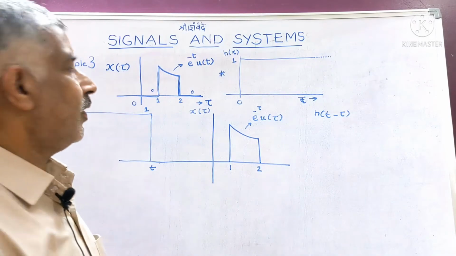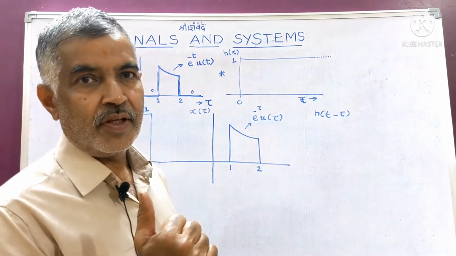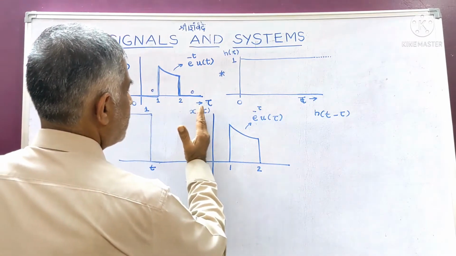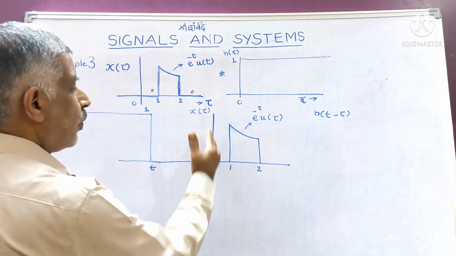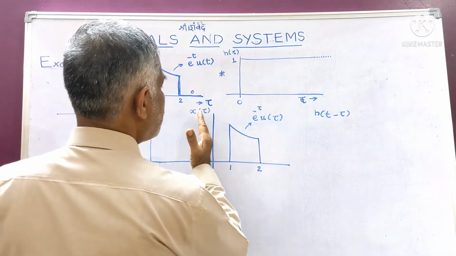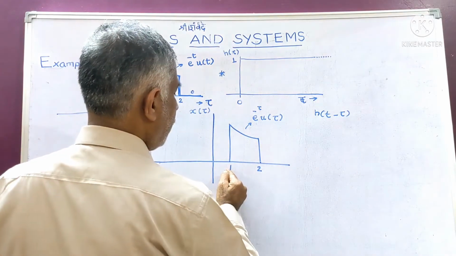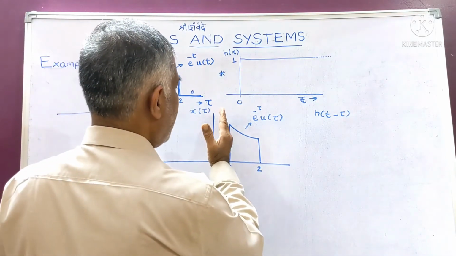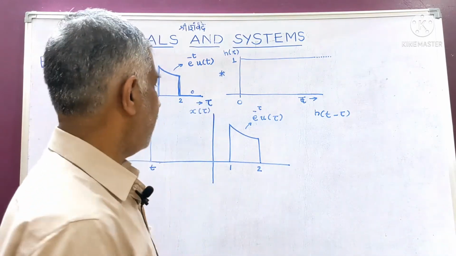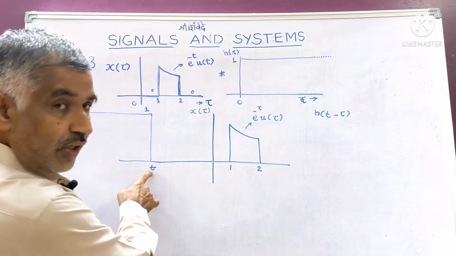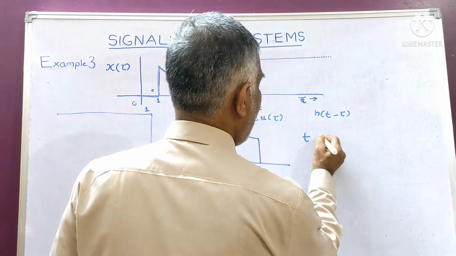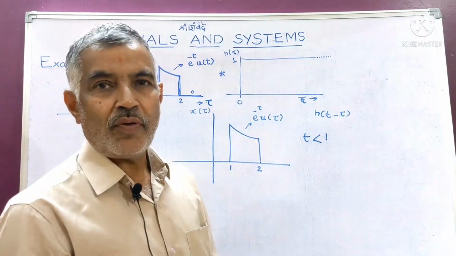If you look into the figure, if overlap has to start, this edge must approach here. Even if it approaches the origin, it is not going to overlap. Then it has to reach t equal to 1 here. It has to come this way. Now you will have an idea. That means for t less than 1, there is no overlapping.